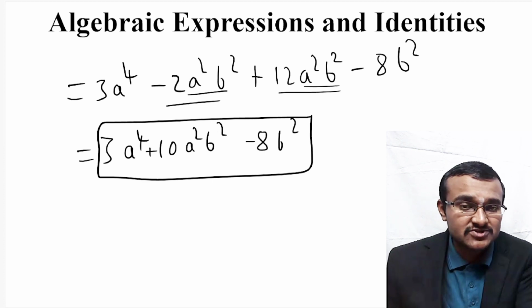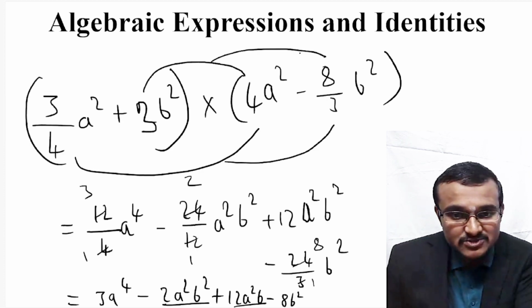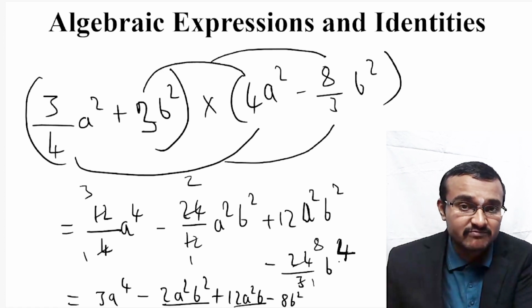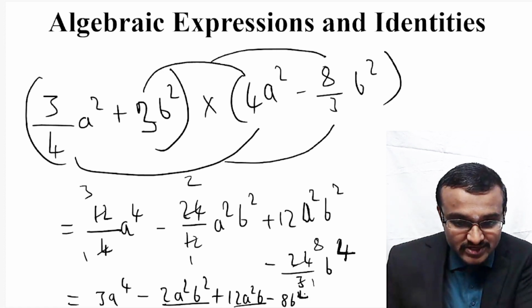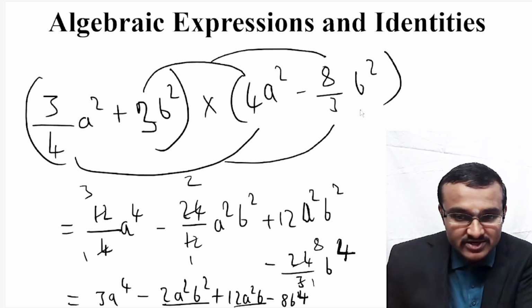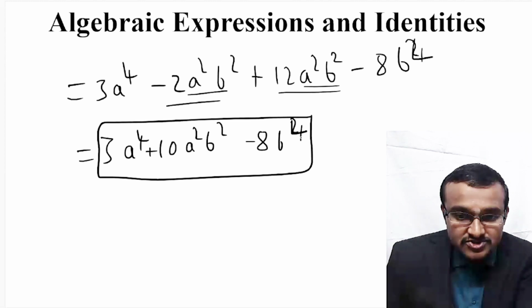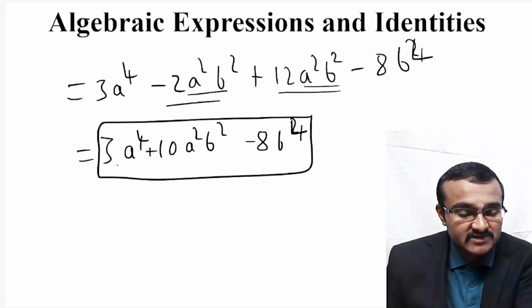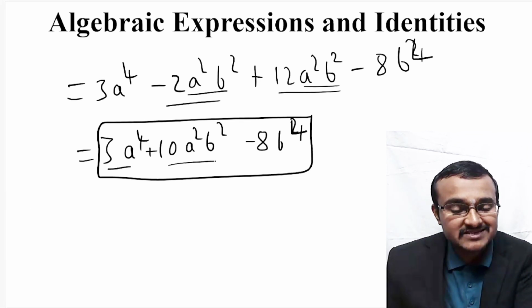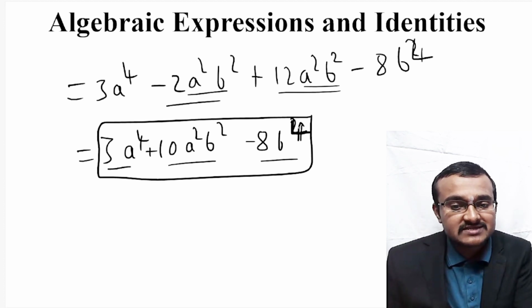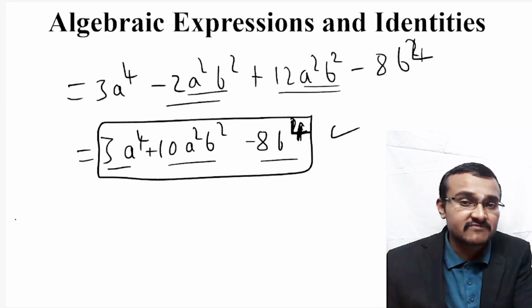So here you can actually see we are multiplying 3b square with minus 8 by 3 b square. So when you do that, it will be 24 by 3 b power 4, because when you do b square with b square, it will become b power 4. So here you should actually write b power 4. So the answer for the sixth question in this particular first question is 3a power 4 plus 10a square b square minus 8b power 4. So this is the answer for the sixth question in this particular first question.